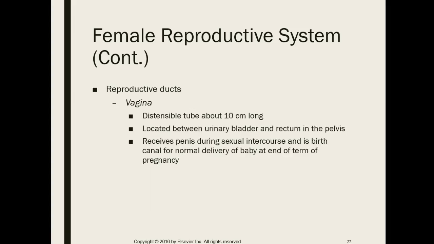So then after the uterus, the next phase of the reproductive ducts is the vagina. This is a distensible tube, which means that it's capable of expanding, located between the urinary bladder and the rectum. It is going to receive the penis during sexual intercourse, and then it also serves as the birthing canal during a vaginal delivery of a baby. The vagina is considered an accessory or supportive sex gland.